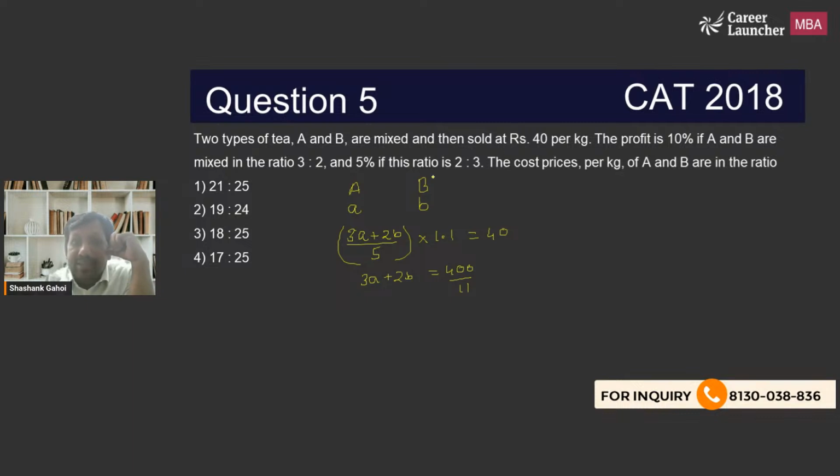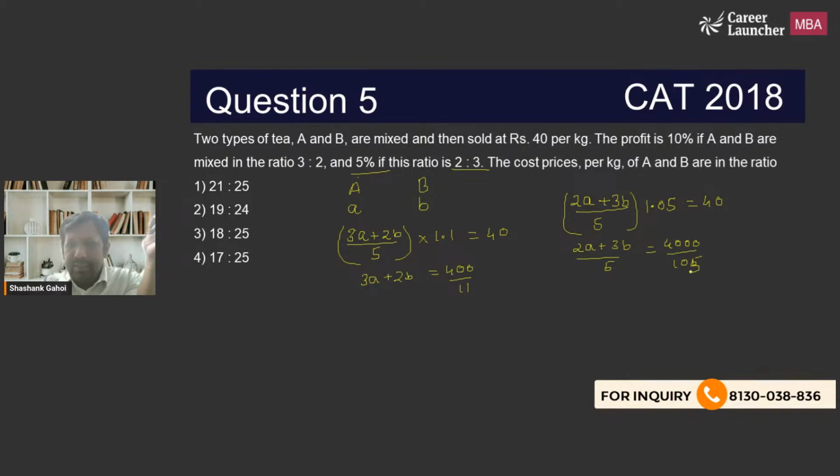What is my second case? The profit is 5% and the ratio is 2:3. So the cost of A is A, so 2 kg will be 2A, and 3 kg will be 3B. So that is the total cost of 5 kg, divided by 5 means price per kg. Now the profit is 5%, so the selling price should be 105% of this. So 1.05 times this is equal to 40. So what I'm getting is 2A plus 3B upon 5 is equal to 4000 divided by 105.